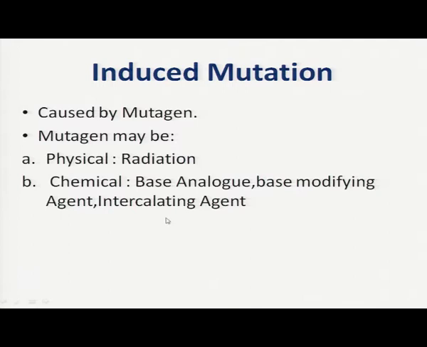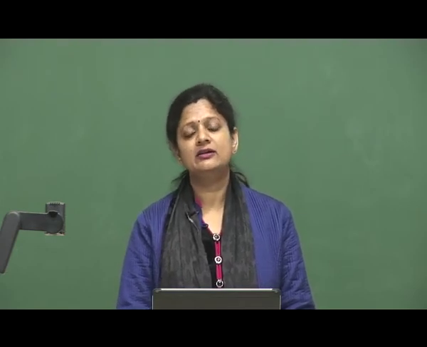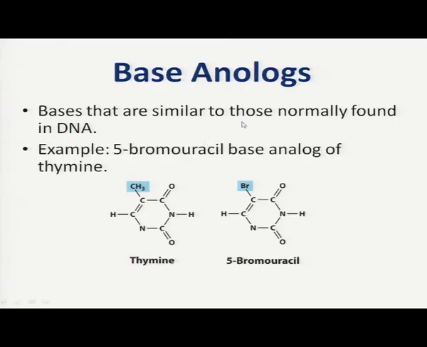Base analogues are chemically and structurally similar nitrogenous bases. Base modifying agents are those chemicals which modify the nitrogenous bases, and intercalating agents are those chemicals which insert themselves inside the base sequences of the DNA. Base analogues are those bases that are similar to those normally found in DNA. So, in the cell there are certain chemical compounds which are structurally similar to the normal nitrogenous bases found in the DNA.